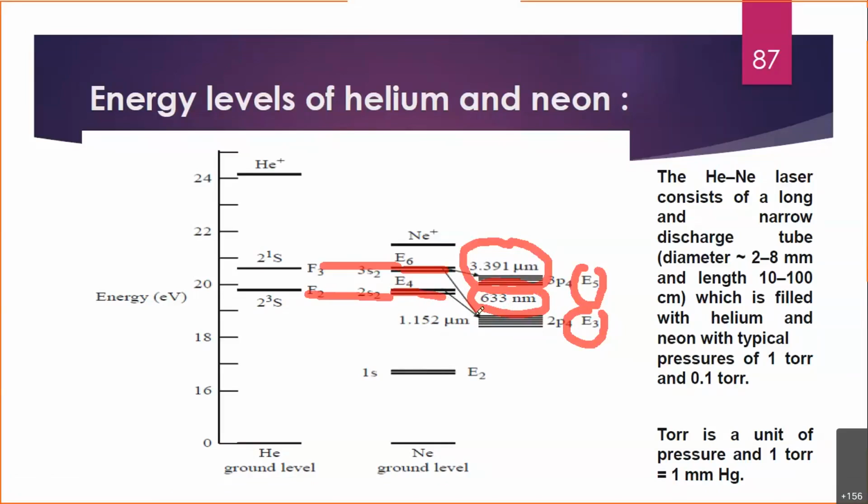There is another criteria. If it is E4 to E3, that is also possible. If your excited atom decays from E4 to E3, then it is emitting a wavelength of 1.152 micrometer. Again, if you look carefully, the energy level difference between E4 to E3 is in the middle range compared to E6 to E5 and E6 to E3. You can easily check it from the diagram, and that is why somewhere in the middle we are getting this particular answer, 1.152 micrometer. So these are the three main outputs we are getting from the helium neon laser.